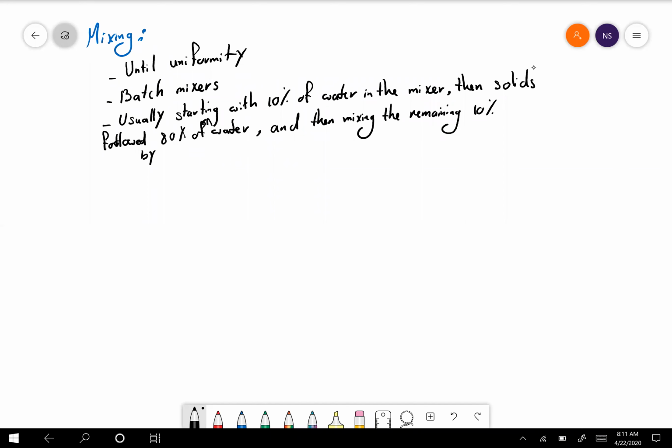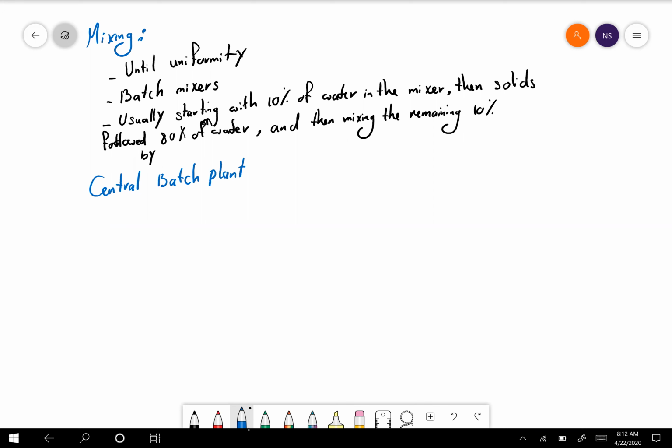Okay, so again, the types of batch plants. We usually have a central batching plant, where you produce big quantities of concrete in the plant, and then you transfer it with ready mix concrete trucks to the job site.